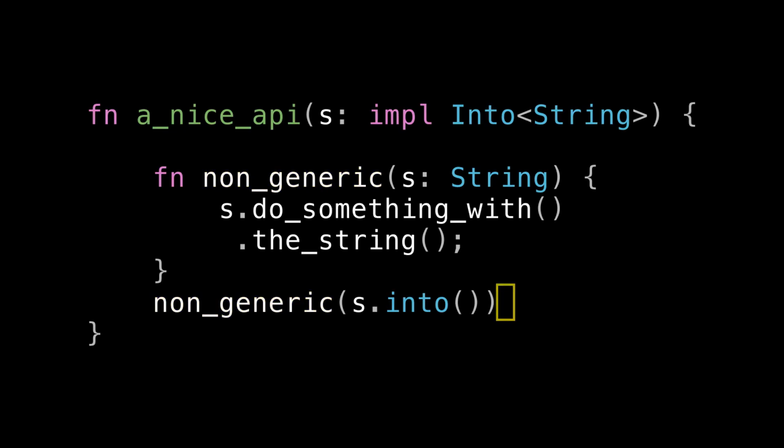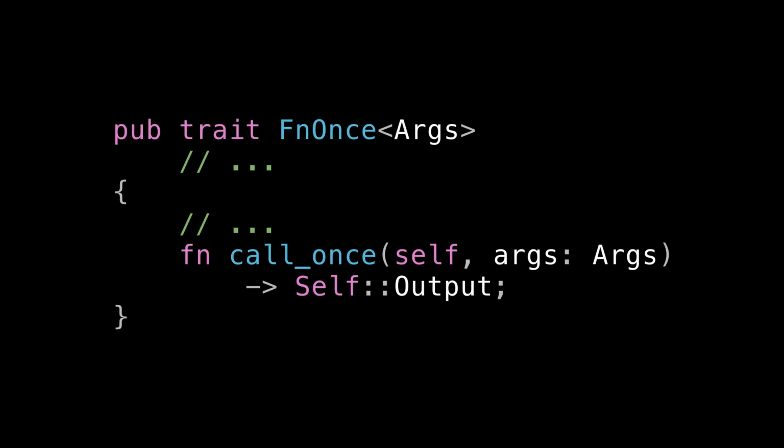Think about it. Think about this too. Does what I just said apply to this trait? It only has one method that moves out of self. Does it ever make sense to return one of these? Why or why not?